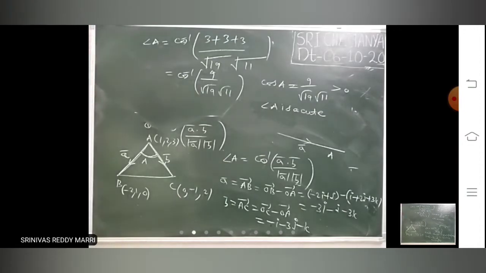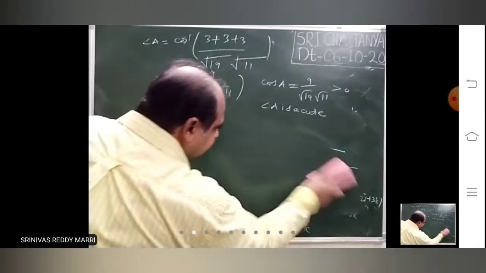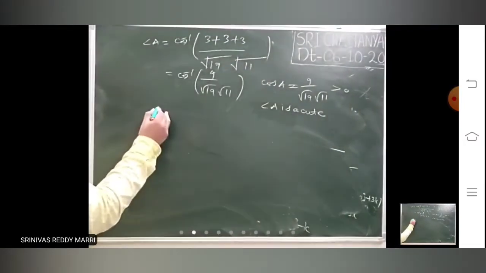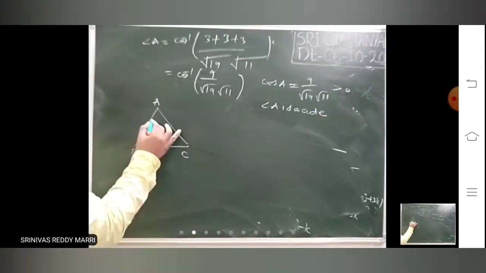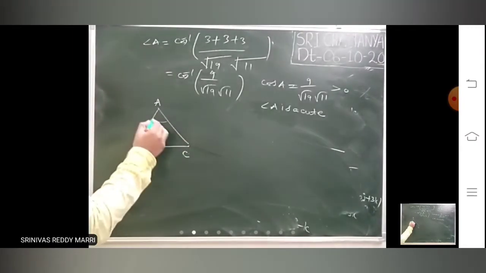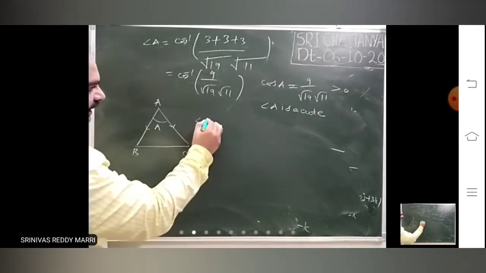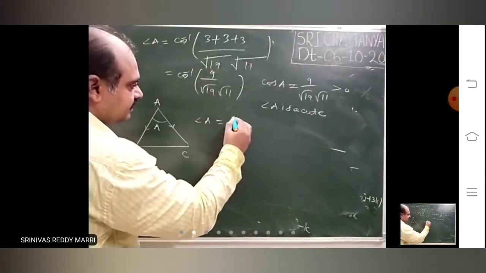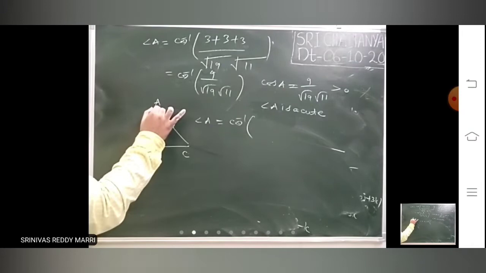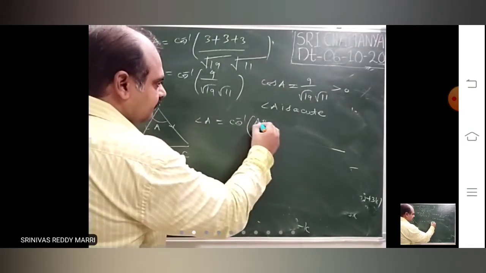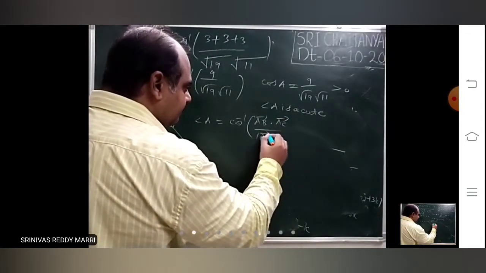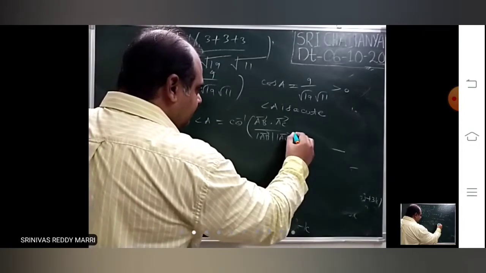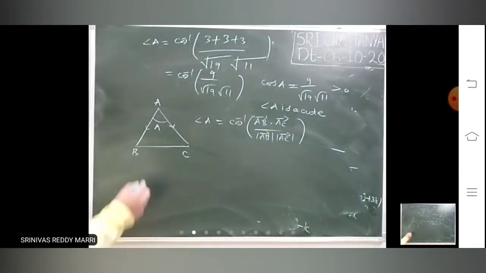So this is the one. Any angle you can calculate like that. Suppose in triangle ABC, for calculating angle A, no need to remember the formula. Angle A is between which vectors? It is cos inverse of AB bar dot AC bar divided by modulus AB bar into modulus AC bar. That is angle A.